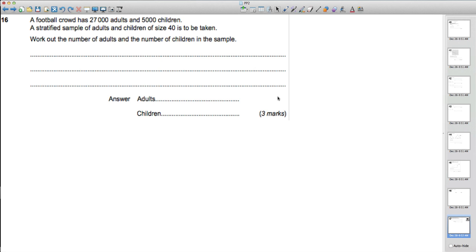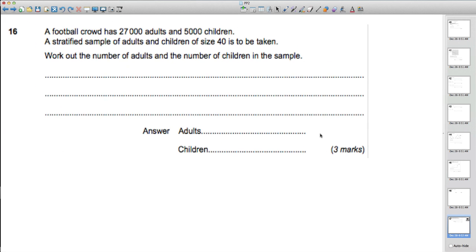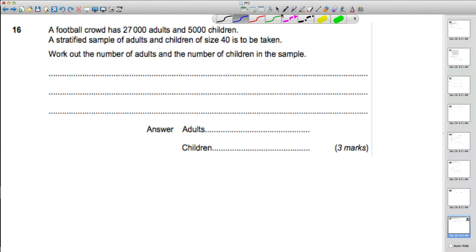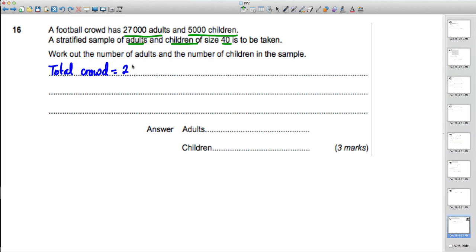Question 16. A football crowd has 27,000 adults and 5,000 children. A stratified sample of adults and children of size 40 needs to be taken. Work out the number of adults and children in the sample. So, the total crowd must be 27,000 plus 5,000, which is 32,000, right? And you want to take 40.